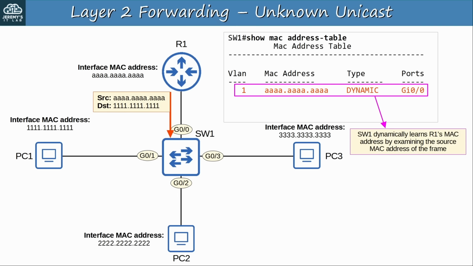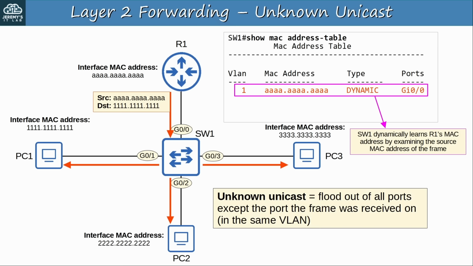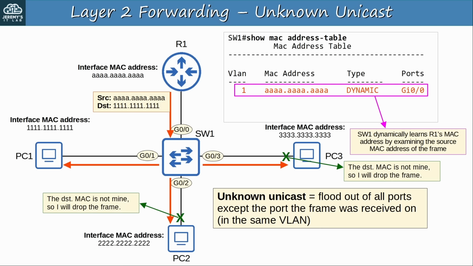So what does switch 1 do with the frame? It floods the frame out of all ports, except the port the frame was received on. Note that if some of these ports were in different VLANs, the frame would not be flooded out of them. But for this example, all ports are in VLAN 1. Now, PC2 and PC3 see that the destination MAC is not their own, so they drop the frame. PC1, on the other hand, is the destination of the frame, so it will receive and process it.